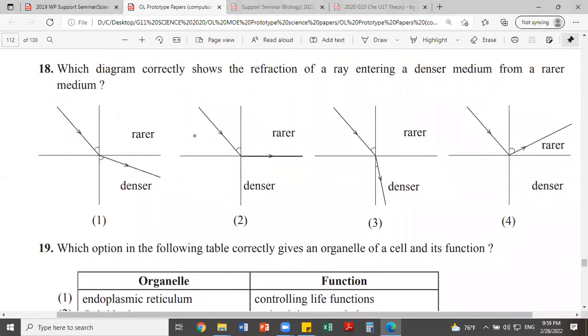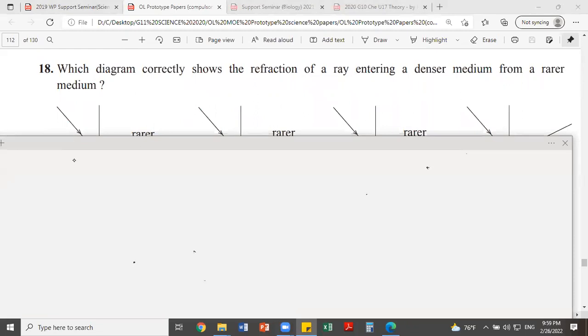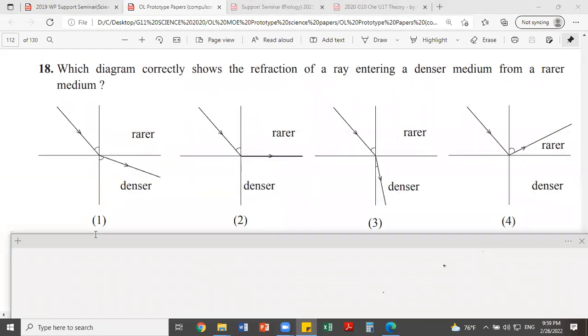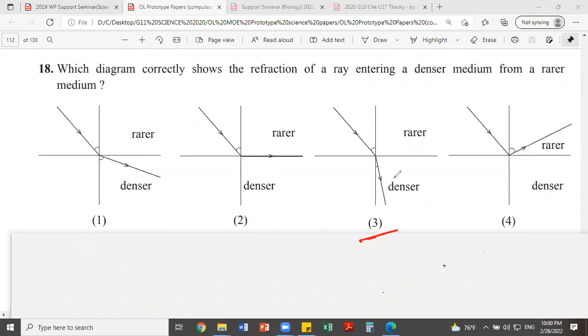18th MCQ from physics. Quickly tell me the answer. Any volunteers? Refraction of light. Faiz, Venuka, Devish, Manit: third answer. Chamuti, Tirani. Third answer. When light travels from a rare medium to a denser medium, the refracted ray bends towards the normal. Very good. The answer is 3.